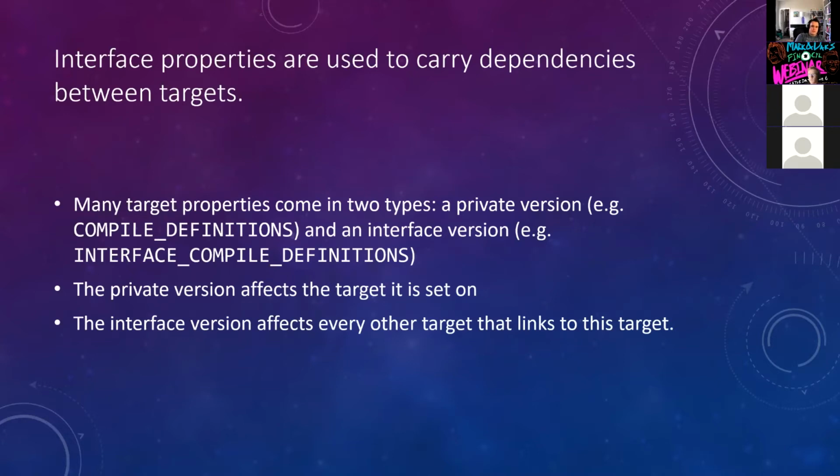Interface properties are a CMake concept used to carry dependencies between targets. Many target properties will come in two versions. There's a private version, like COMPILE_DEFINITIONS, and an interface version, like INTERFACE_COMPILE_DEFINITIONS. The private version does what it says on the tin. It affects the target it's set on. The interface version, on the other hand, affects every other target that links to this target. So it has no effect on the thing it's set on, but it has an effect on other things that reference the thing it's set on. It's kind of like the public versus private versions of C++ classes. A little bit like what other people see versus what we see.